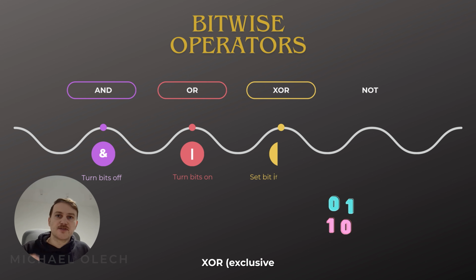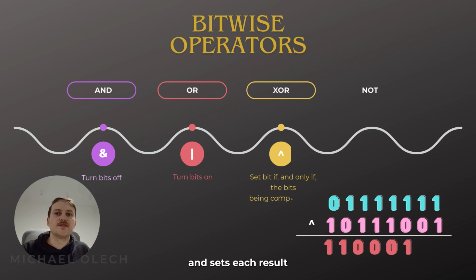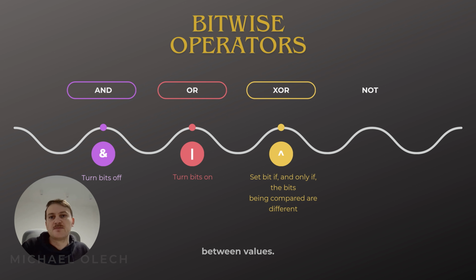The bitwise XOR, exclusive OR, operator compares two numbers bit by bit and sets each result bit to 1 only if the corresponding bits are different. If both bits are the same, either 0 and 0 or 1 and 1, the result bit is 0. It is commonly used for toggling bits, simple encryption, and detecting differences between values.